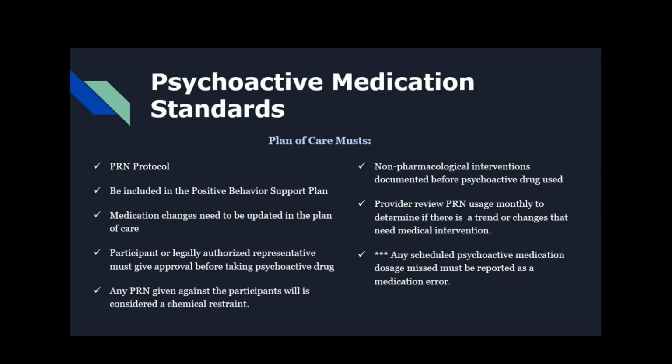If this is a PRN psychoactive medication, the participant or their legally authorized representative must give approval before taking that drug. If the participant is given a drug against their will, again, it's considered a chemical restraint and will be subject to review and the 8 points in the plan of care. The provider should review PRN usage and see if there is an increase or decrease in use to suggest if the participant should receive any medical intervention regarding psychoactive medication standards.